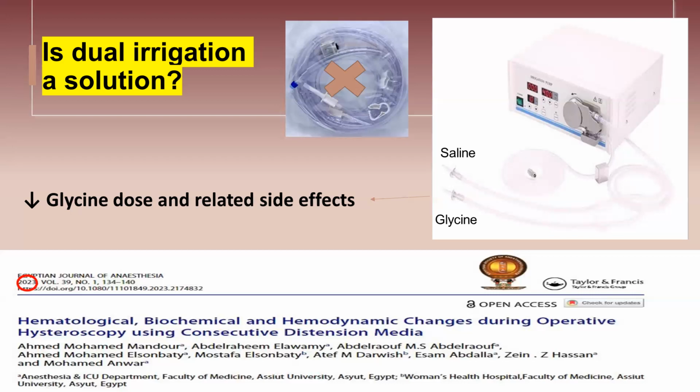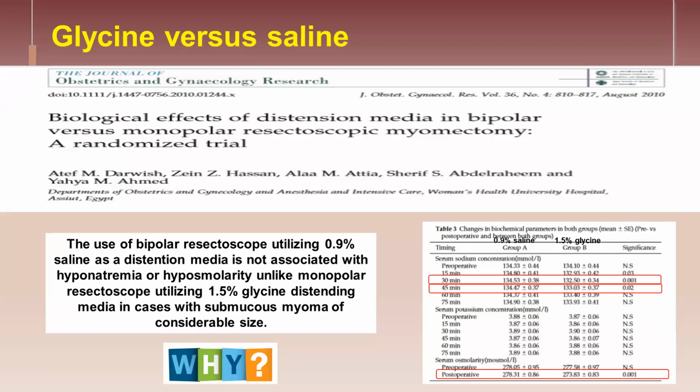And we found, after this randomized controlled trial recently published, that this technique of dual irrigation is associated with decreased glycine dose and decreased side effects. And previously, we compared glycine versus saline, hypotonic solution versus isotonic solution, in a randomized controlled trial. And we found that the use of bipolar resectoscope with saline is much superior to glycine with monopolar diathermy regarding hyponatremia and hypoosmolarity. This table shows that at 30 minutes and 45 minutes of the operation, the level of sodium decreases significantly in the glycine group, and hypoosmolarity also decreased after the operation.